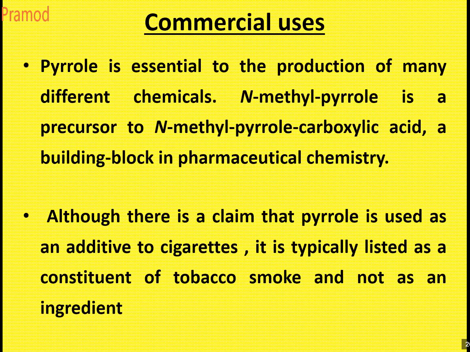Commercial use. Pyrrole is essential for the production of many chemical compounds. N-methylpyrrole is used as a precursor for N-methylpyrrole carboxylic acid, which is a building block for various compounds. Many reagents and chemicals are prepared using pyrrole. It is typically listed as a constituent of tobacco smoke, not as an ingredient. It is a part of tobacco smoke also.